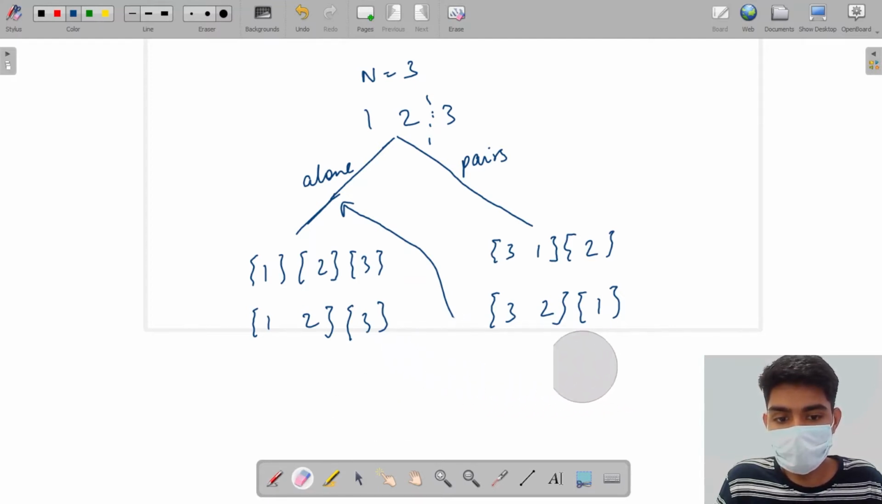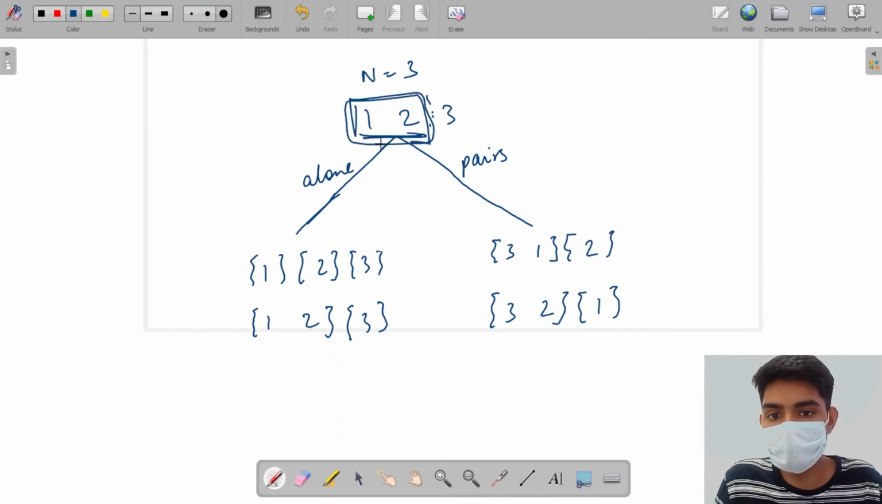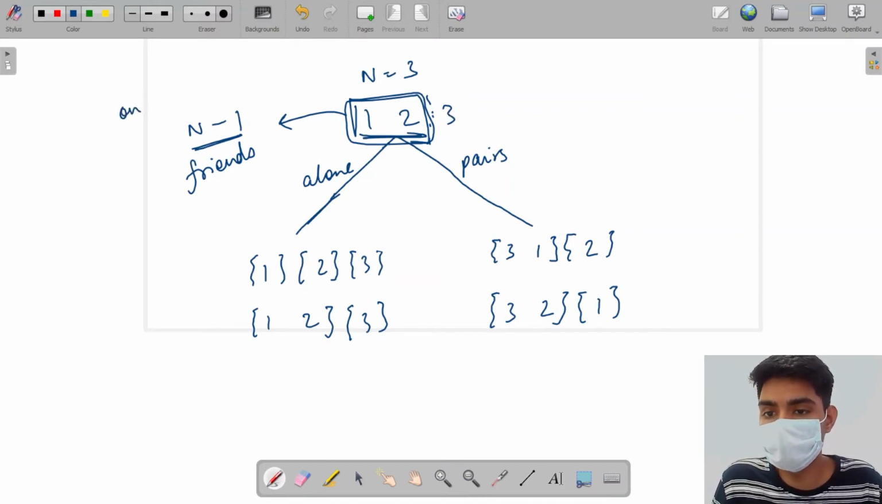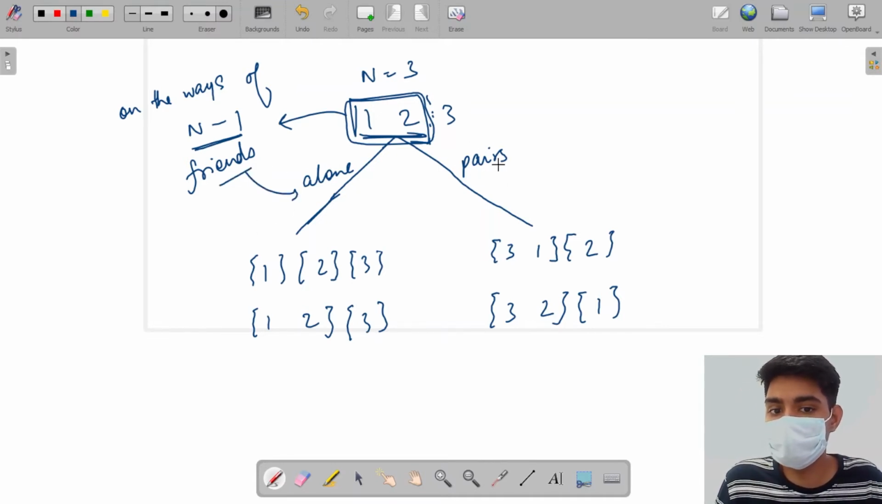So we see that if 3 is deciding to go alone, it is dependent on the last n minus 1 friends, right? If my current friend is deciding to go alone, it is dependent on the ways of n minus 1 friends. Okay, if he is deciding to go alone. But if he is deciding to go in pairs, we will derive a formula for that.